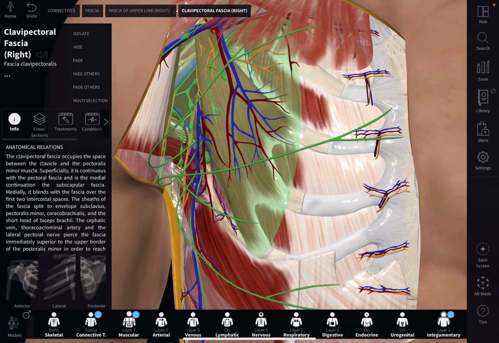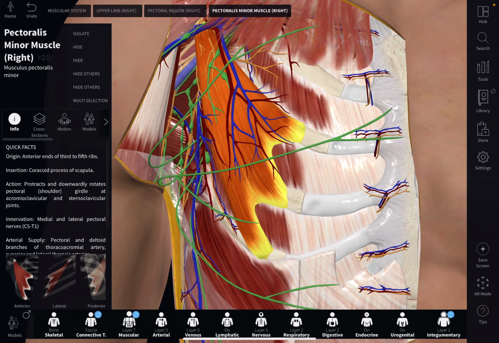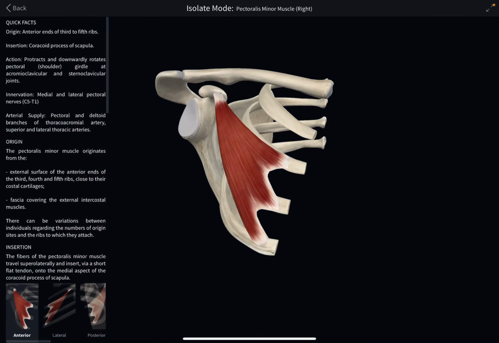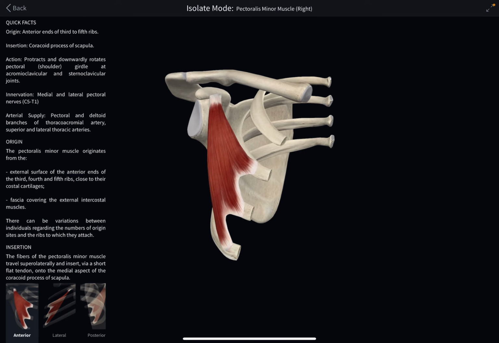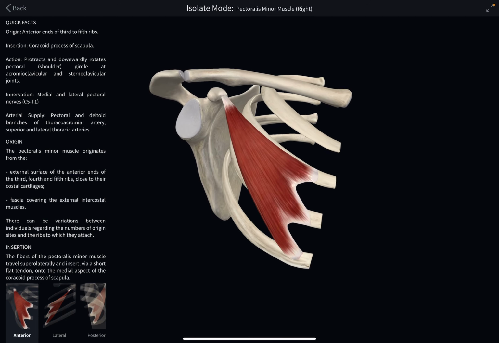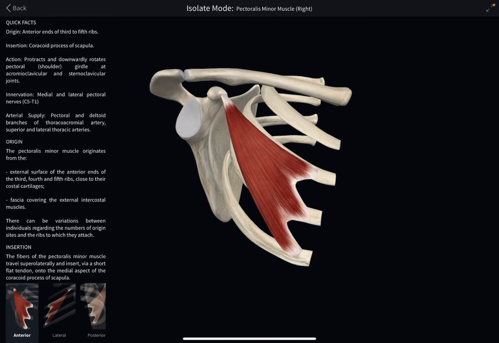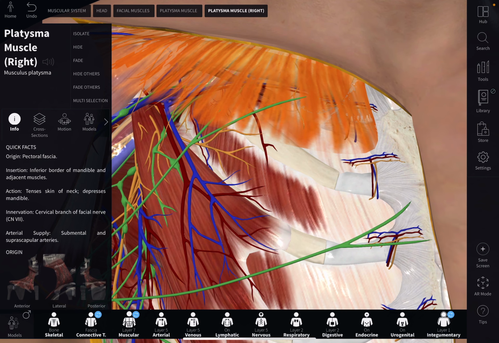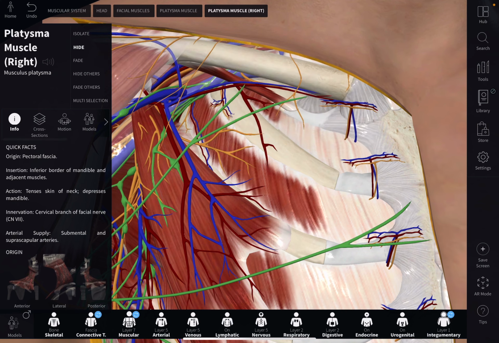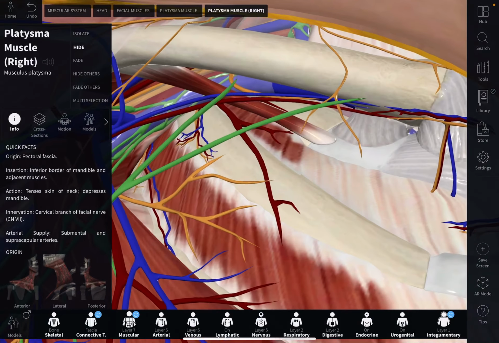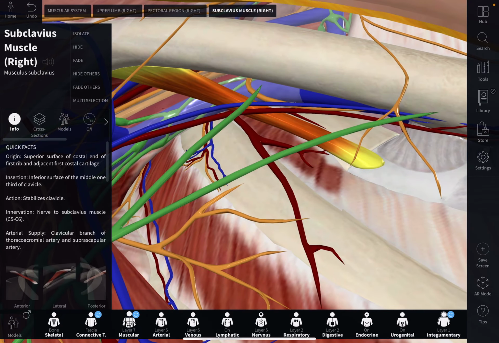Now the muscle that you see deep to the clavipectoral fascia, this one right here, this is the pectoralis minor muscle. This is the pectoralis minor muscle, again a triangular muscle, lies deep to the pectoralis major muscle. That's our second muscle. Now the third one lies here deep to the platysma. Let us remove the platysma so that the subclavius muscle will be visible to us. Look at this muscle right here. This is the subclavius muscle.